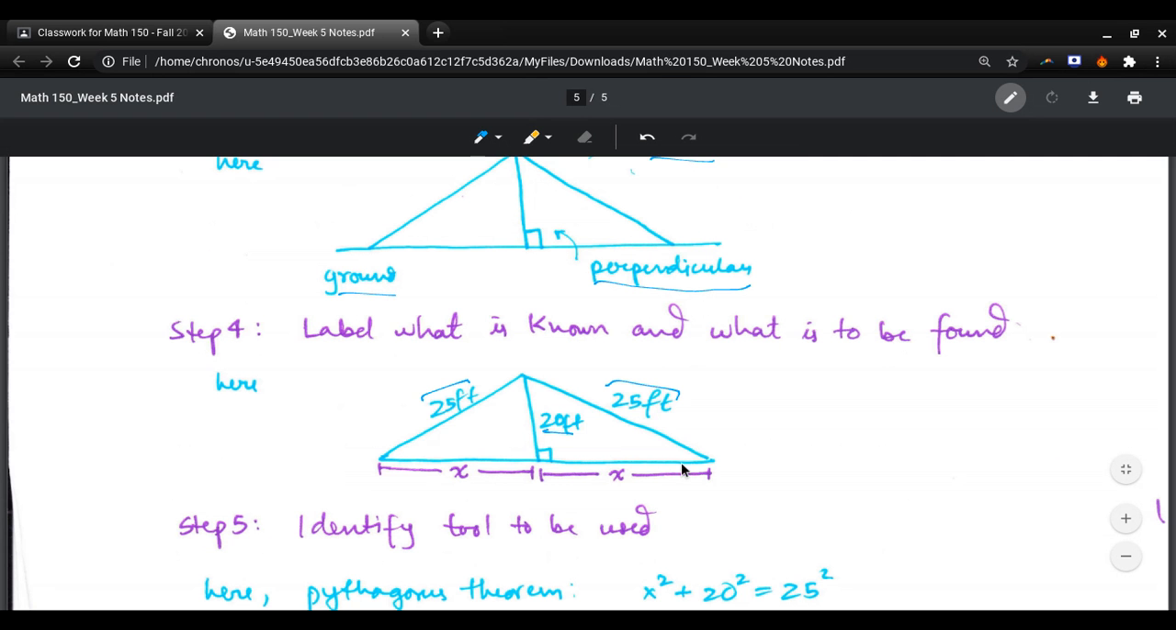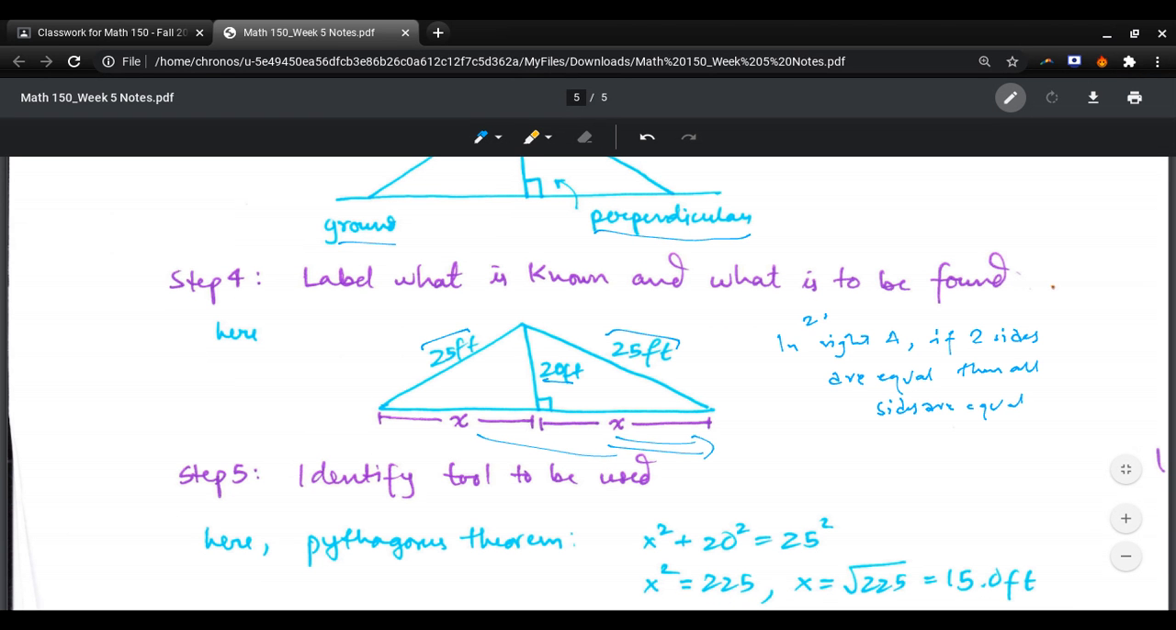Now these are both x because, well, if you notice that in two right triangles, if two sides are equal, then all sides are equal. So I can label the unknown, both of them, as x.